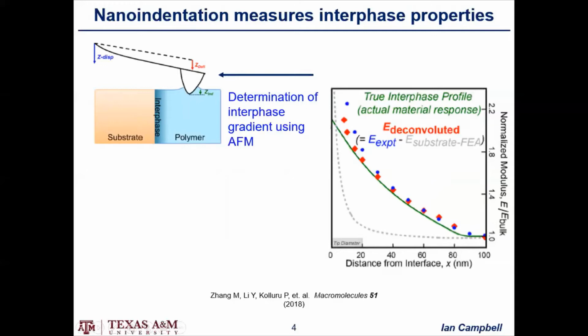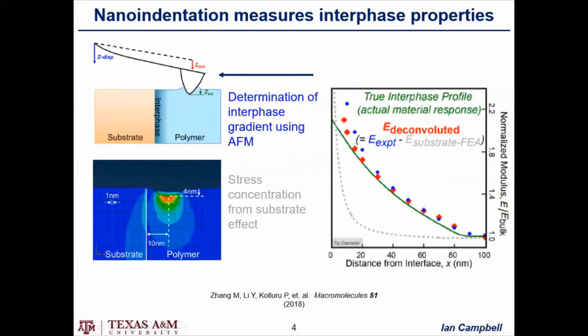However, these results are convoluted by stress concentrations due to the hard substrate shown by this FEA model, which does not include an interface. Only by utilizing these substrate stress concentration contributions in gray to deconvolute the experimental results in blue can the true interface properties in red be determined. While successful, these results are made uncertain by the complex state of stress imposed on the sample by indentation, and by the similarities between the size of the indenter tip and the span of the interface region.